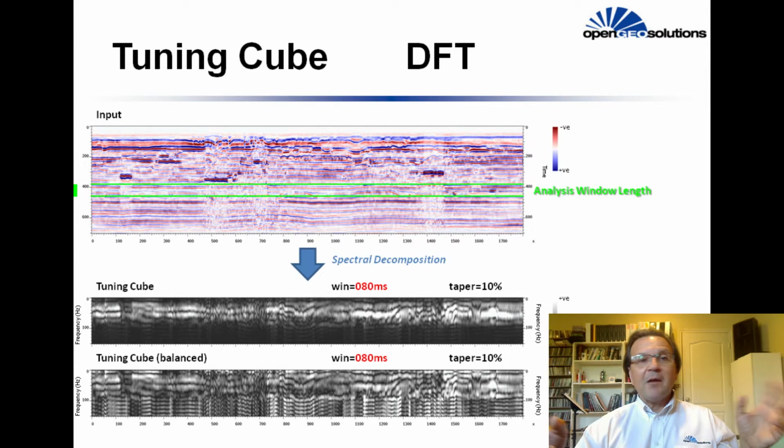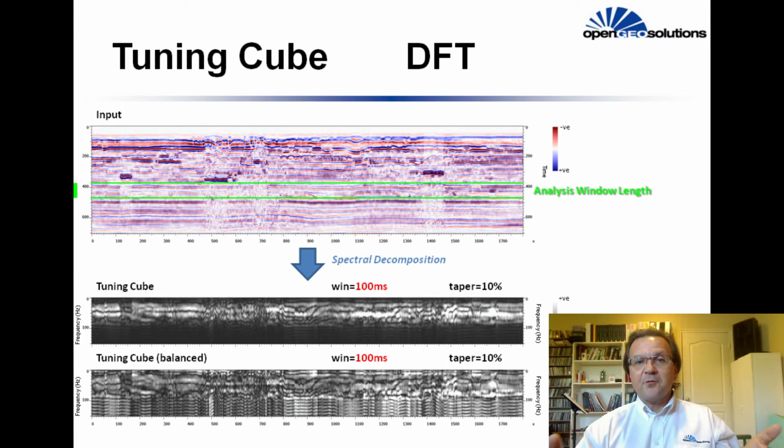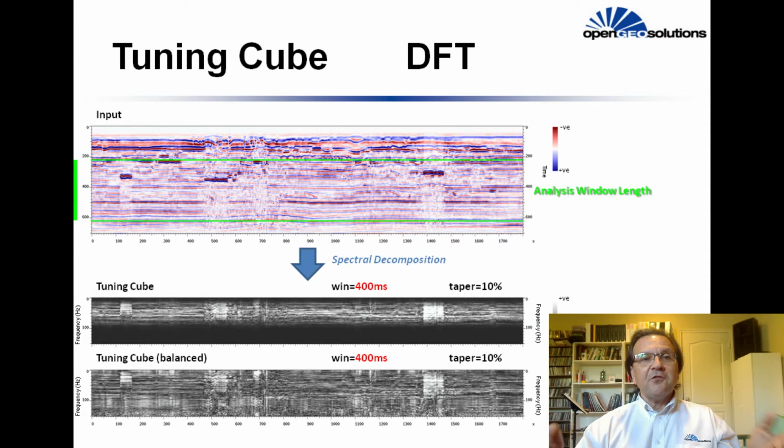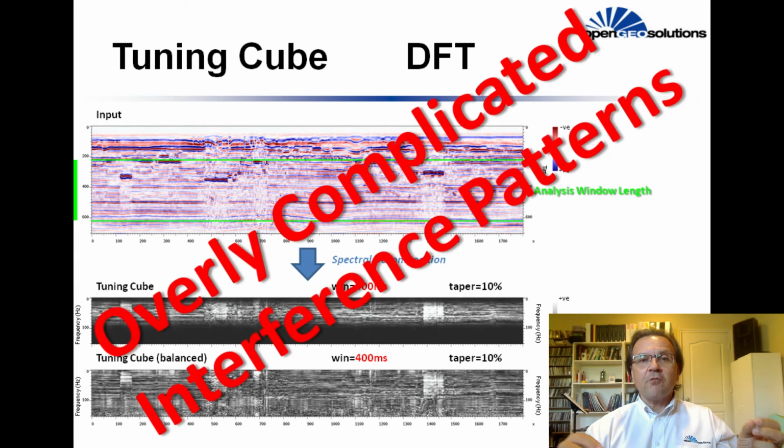Let's now look at what happens if you make the analysis window even longer. Going to ever larger windows, say 100 milliseconds, 200, or 400, allows in more and more geologic content, which in turn leads to overly complicated and confusing interference patterns.